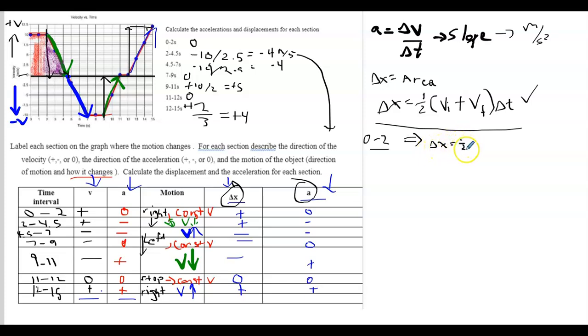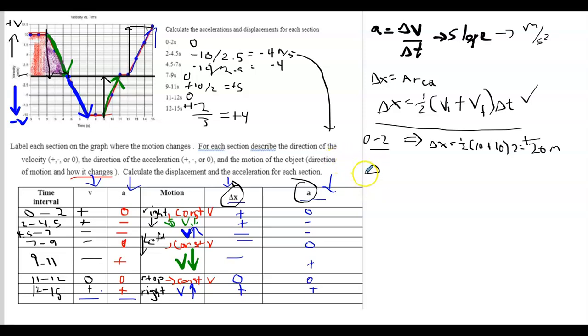1/2. The initial velocity is 10. The final velocity is 10, and it's for 2 seconds. So half of 2 is just 1. 1 times the quantity of 10 plus 10 is going to get you 20, and it's a positive 20. All right, so it's a positive displacement, because it's got a positive velocity, it's above the horizontal time axis, so that's a positive value.